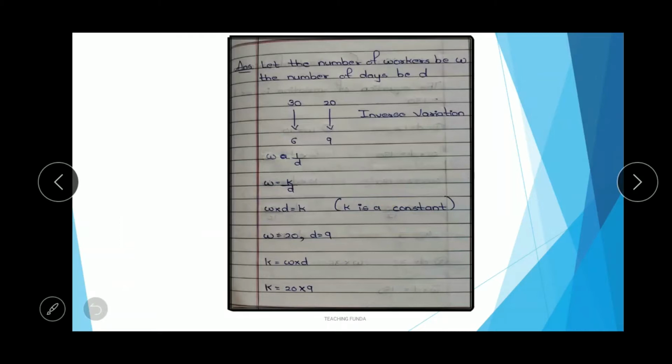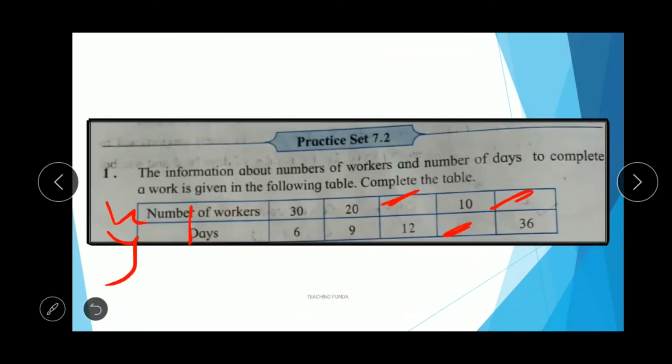So now here this is inverse variation. How? I'll tell you. In case of inverse variation, what is there? If one number increases, the other decreases. See, now here the number of workers is 30 and the number of days to complete the work is 6.